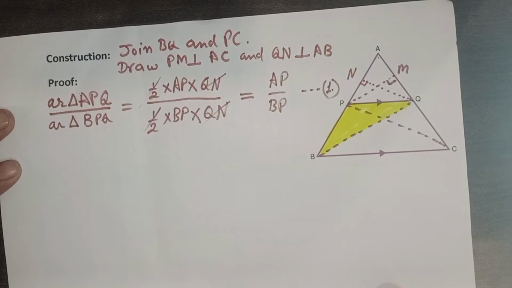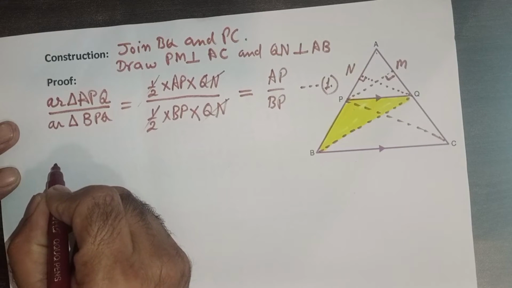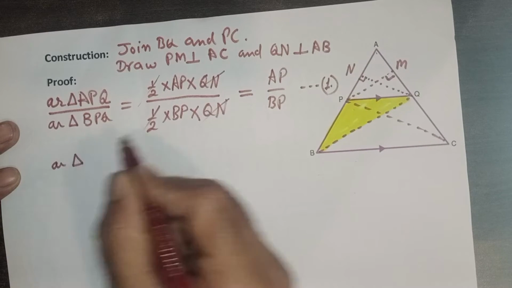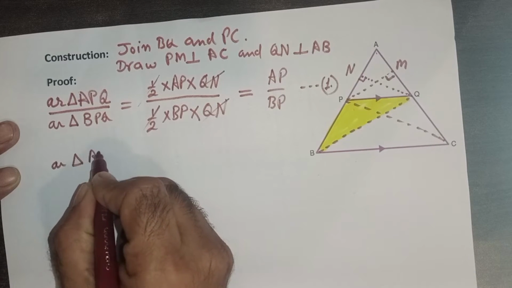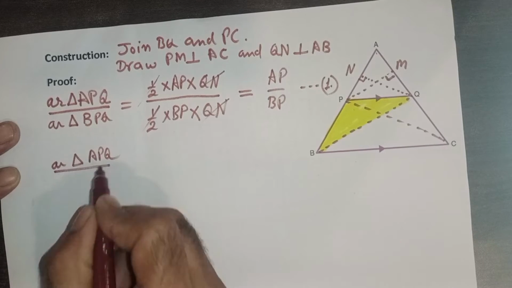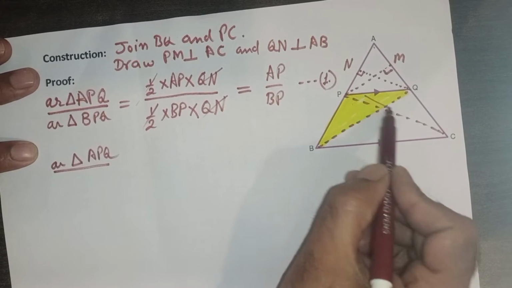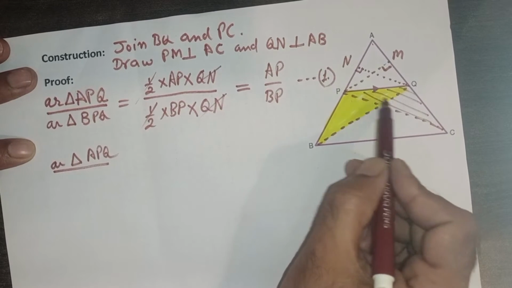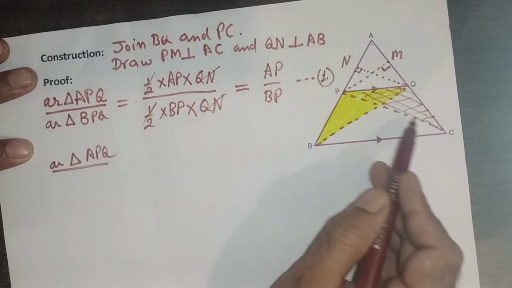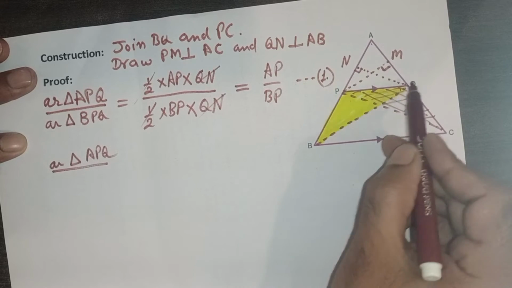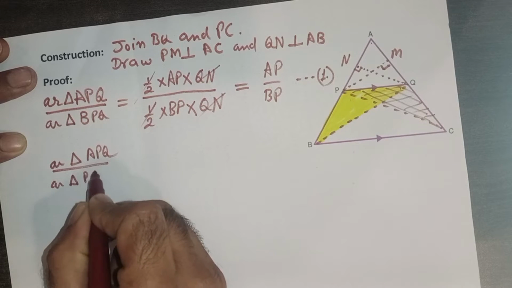Clear students? Now we are going to the other side. Here again we shall take the same triangle as the numerator. Which triangle? This whole triangle. We shall take this as numerator, ABQ. But at the bottom we shall take the other one. I'll try to shade this differently. This triangle we are going to take, triangle PQC. Area of triangle PQC.